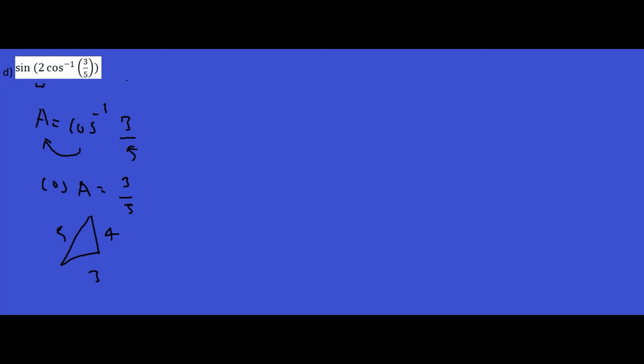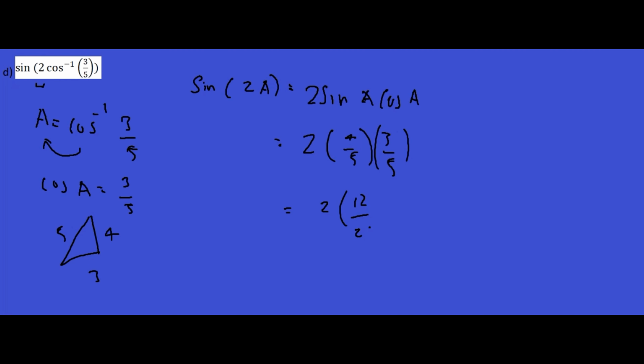And then we replace the A. We replace the arccosine of 3 over 5 with A, so we have sine 2A. This is the double angle formula, so we replace it with 2 sine A cos A. So sine A is 4 over 5, and cosine A is 3 over 5. So 4 multiplied by 3 is 12, and 5 multiplied by 5 is 25. So the final answer is 24 over 25.